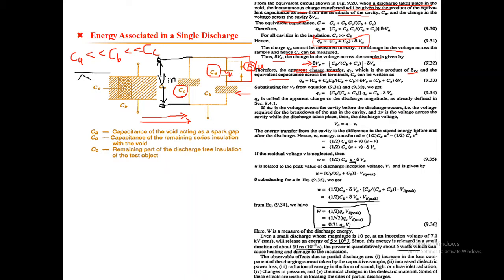So the observable effects due to this partial discharge are an increase in the loss component. It means that it increases the tan delta value, the loss component of the charging current taken by the capacitive sample, and increases the dielectric power loss. There is also radiation of energy in the form of sound, light or ultraviolet radiation. It changes the pressure, it causes chemical changes in the dielectric material, and some of these effects are useful in locating the sites of partial discharge.